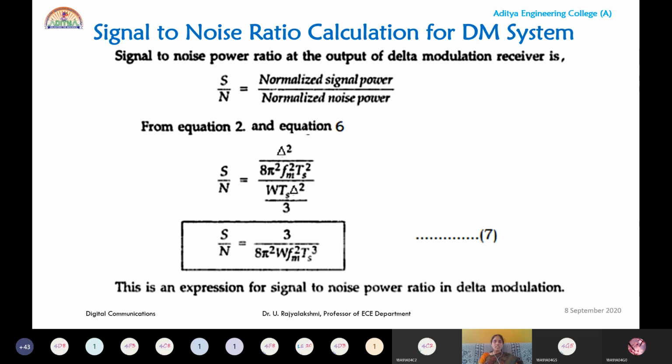Now here delta square gets cancelled, and one of the Ts will also cancel, since it is in the denominator. You will get the SNR as 3 by 8 pi square W into Fm square into Ts cube. So this is the final expression for signal to noise ratio in the case of delta modulation.